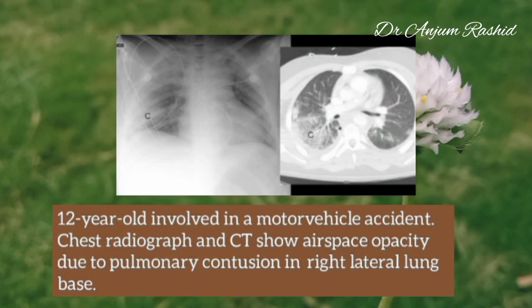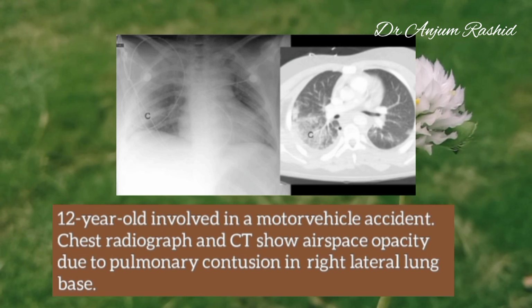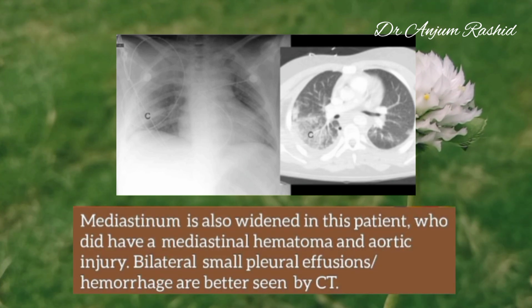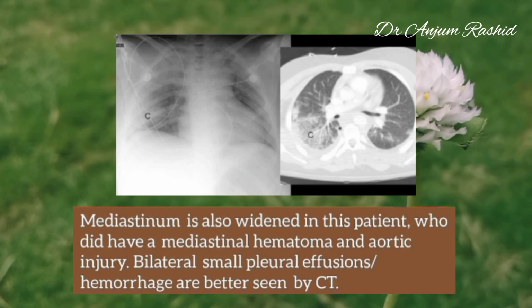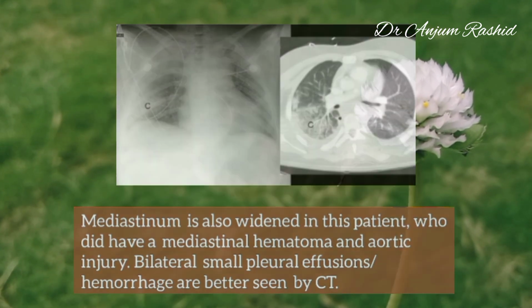12-year-old involved in a motor vehicle accident. Chest X-ray and CT shows air space opacity due to pulmonary contusions. Mediastinum is also widened in this patient who has a mediastinal hematoma and aortic injury. Bilateral small pleural effusion and hemorrhage are better seen by CT scan.